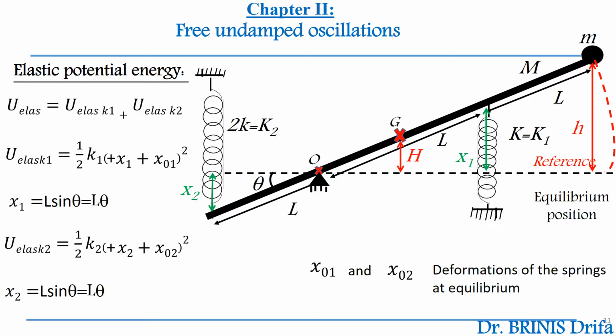x01 and x02 are the deformations of the springs at equilibrium, and here they don't appear on the picture, the x01 and x02, because they are elongations or deformations in general. They can be compressions of the springs at equilibrium. That's why I will explain in the next slide separately, and I give you one scenario because there are other scenarios.